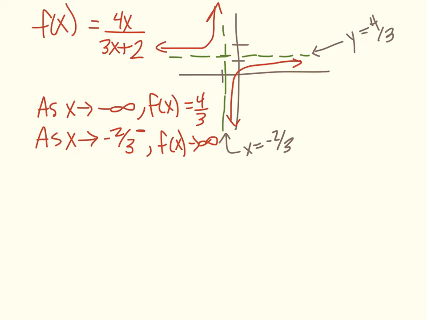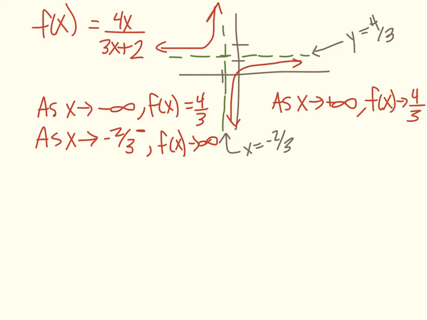Now I need to try the same thing for the right side of the graph, and I'll write it on the right side of the graph. This time we have as x goes to positive infinity, it's going, it's going. And again, it's approaching that green line, which is 4/3. F of x approaches 4/3.